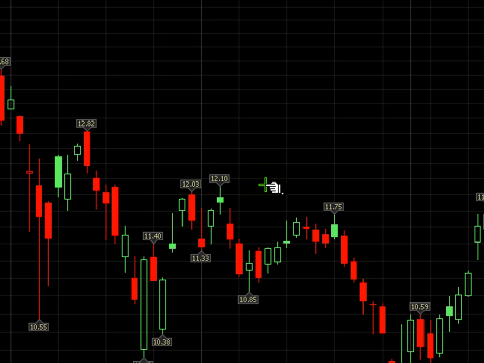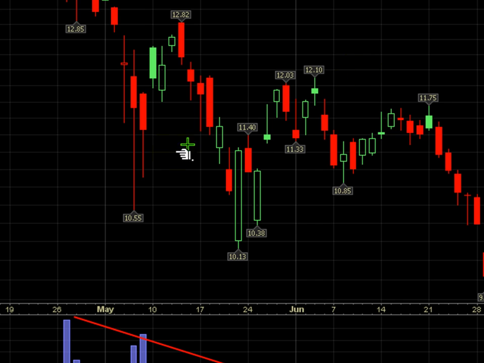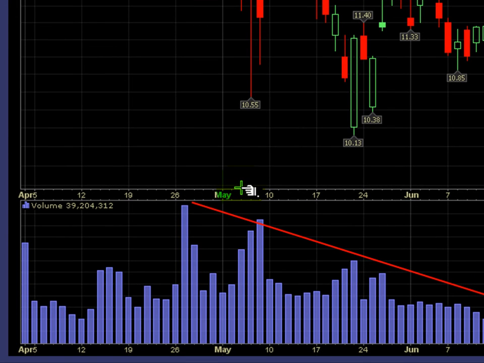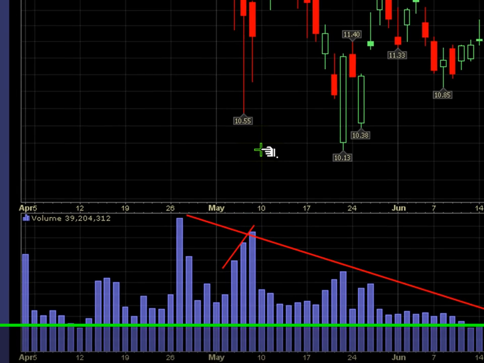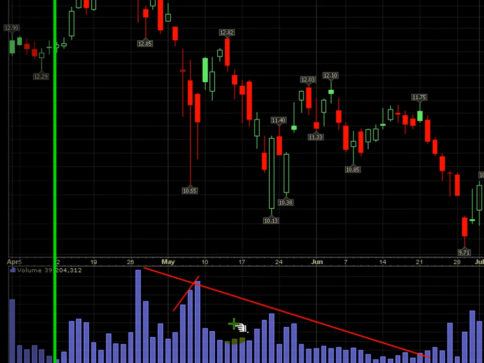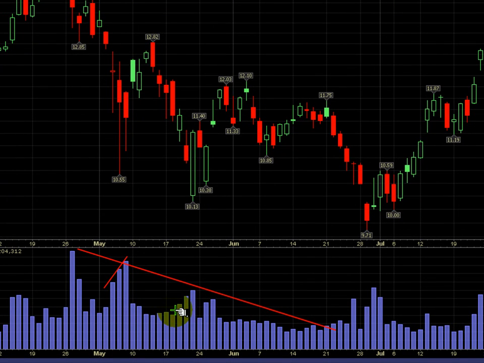Now, we do see some periods where volume picked up and we saw brief rallies in the stock price. We saw a nice rally, with volume spiking up in here. You can see we hit a low of 10.55, and then we had a brief rally up to 12.82. We saw another brief rally here. Once the volume had calmed down, we saw volume start to pick up. We hit a low of 10.13, and as the volume picks up, we saw a rally up to $12.10.